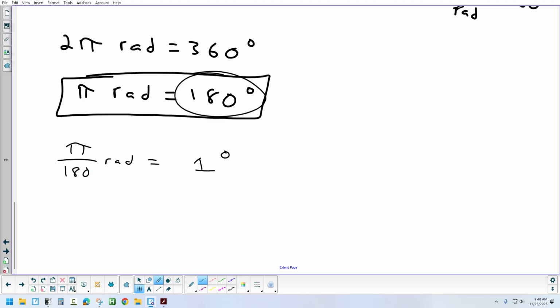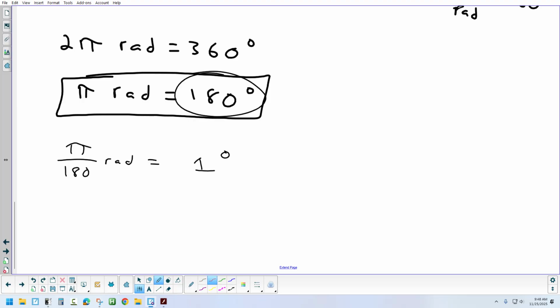Now you've got a formula for 1 degree. 1 degree is pi over 180 radians. Let's say that I wanted a formula for 2 degrees. What could I do with this equation now to make it say 2 degrees equals, and then something on the other side? Yep. 2 pi over 180, right?